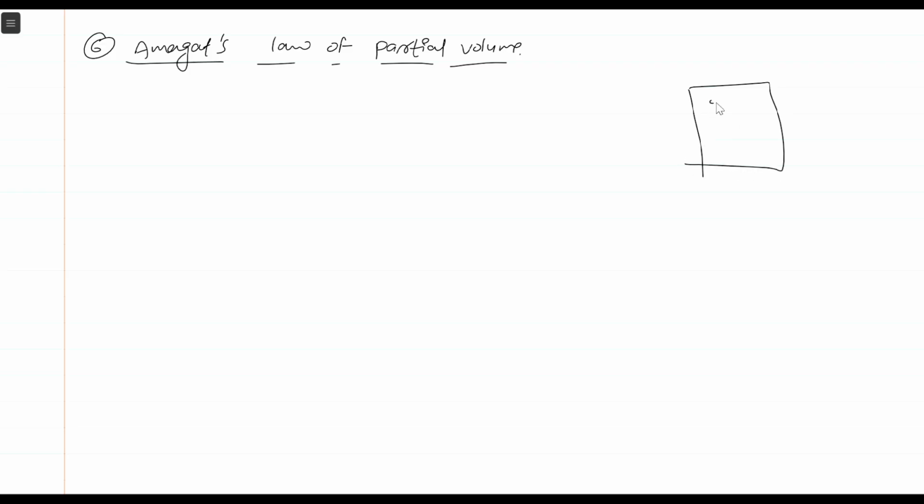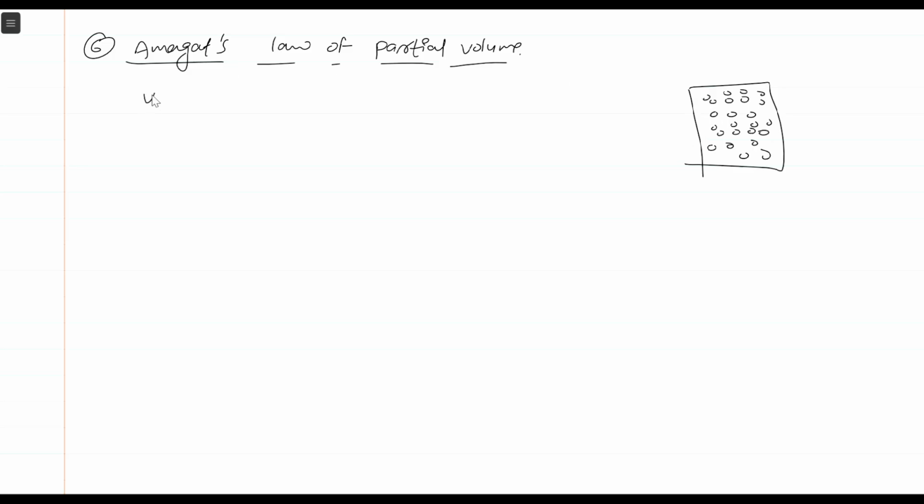Now let's talk about the sixth one, that is Amagat's law of partial volume. This law is very similar to Dalton's law of partial pressure. That is, in a closed chamber, if there are a number of gas molecules over here, then all the gas molecules will exert certain pressure inside it, sorry, volume inside it. They will occupy certain volume inside it.